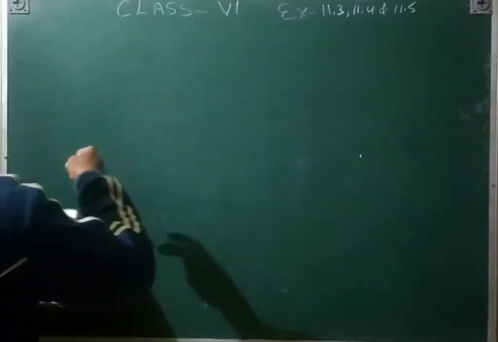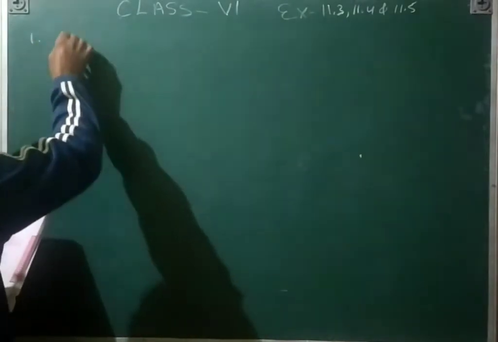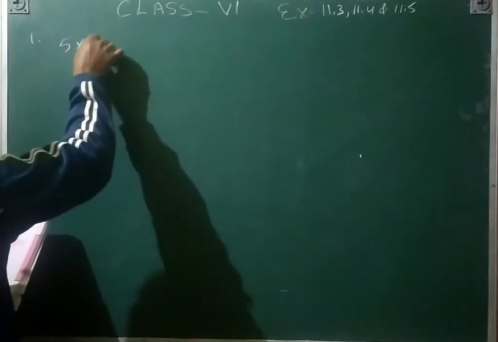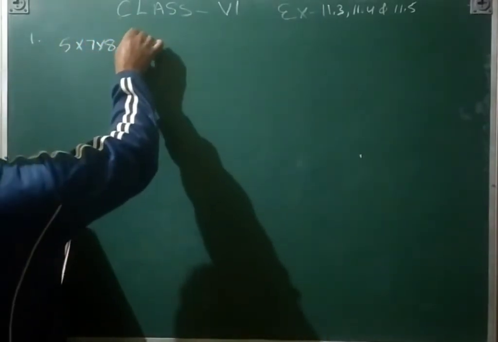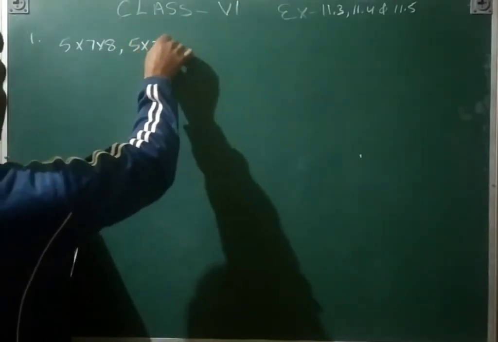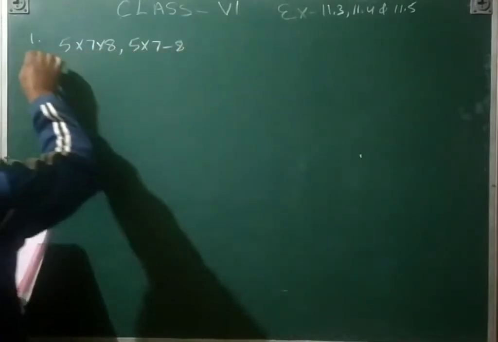So here the numbers are 5, 7, 8. So we can write 5 multiply 7 multiply 8. That one we can write 5 multiply 7 minus 8. This one also we can write like this. Many more we can write like this.